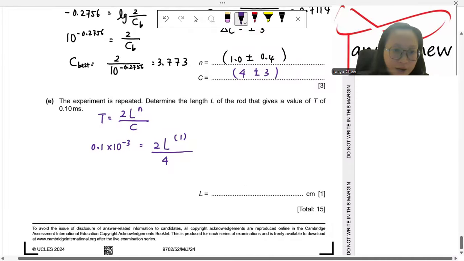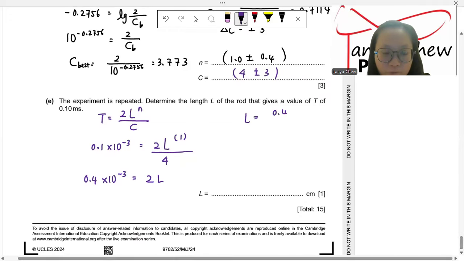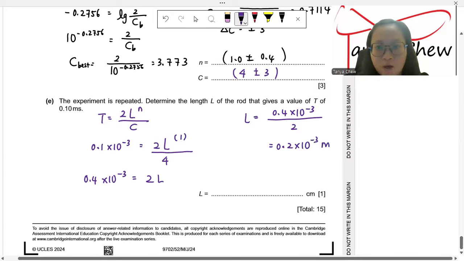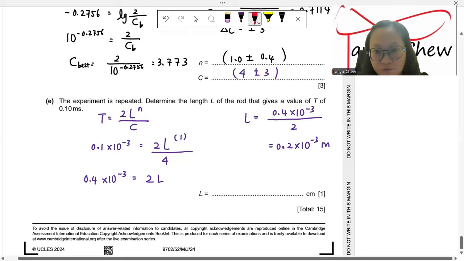So cross multiply, this will be 0.4 times 10 to the power negative 3 is equal to 2L. L is equal to 0.4 times 10 to the power negative 3 divided by 2. So 0.2 times 10 to the power negative 3 meter. But here you need to put it in cm. So you shift this to the front so that you add 1, since cm is 10 to the power negative 2. So 0.02 cm. The answer is 0.02 cm.